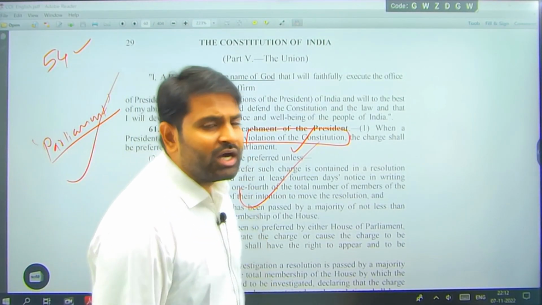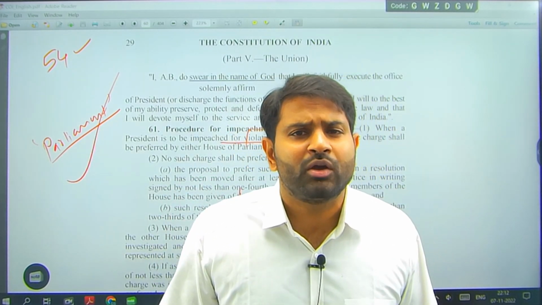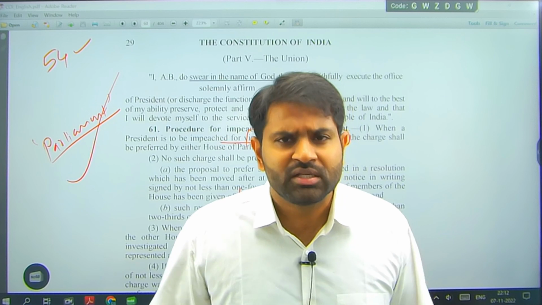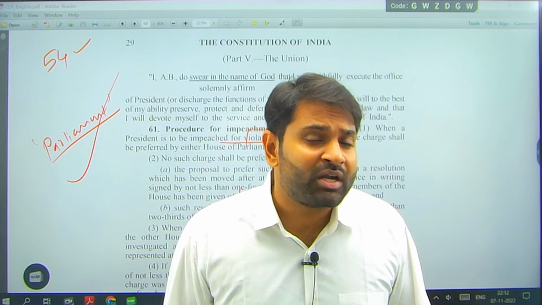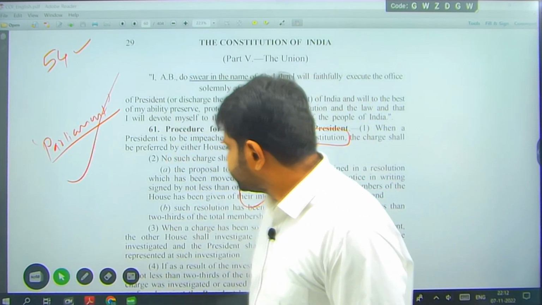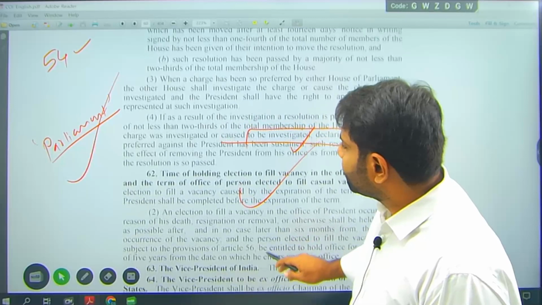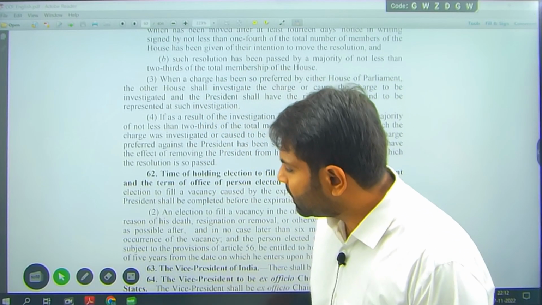Now you see article 54. Article 54 is a federal feature because state government is also participating and the union government is also participating. Union legislature is also participating, right? But if you see 61, only union legislature is participating. Understood the difference now? The powers and procedures and all are not very important. What is important is article 54, article 61, article 52.